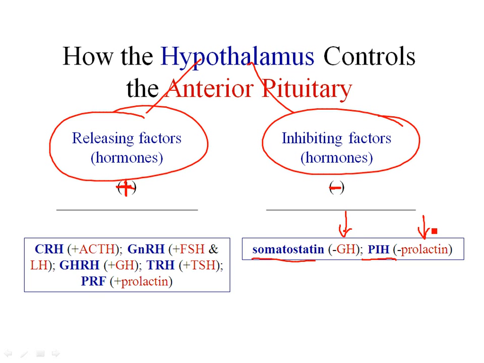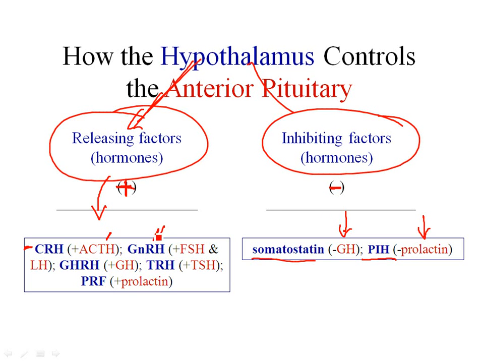Your releasing hormones or releasing factors are going to stimulate the anterior pituitary. So the hypothalamus secretes the releasing hormones, it targets the anterior pituitary, and causes the anterior pituitary to release hormones. Now you're going to learn each one of these, but I'll give you just a brief overview. Your corticotropin releasing hormone from the hypothalamus tells the anterior pituitary to release adrenocorticotropic hormone.